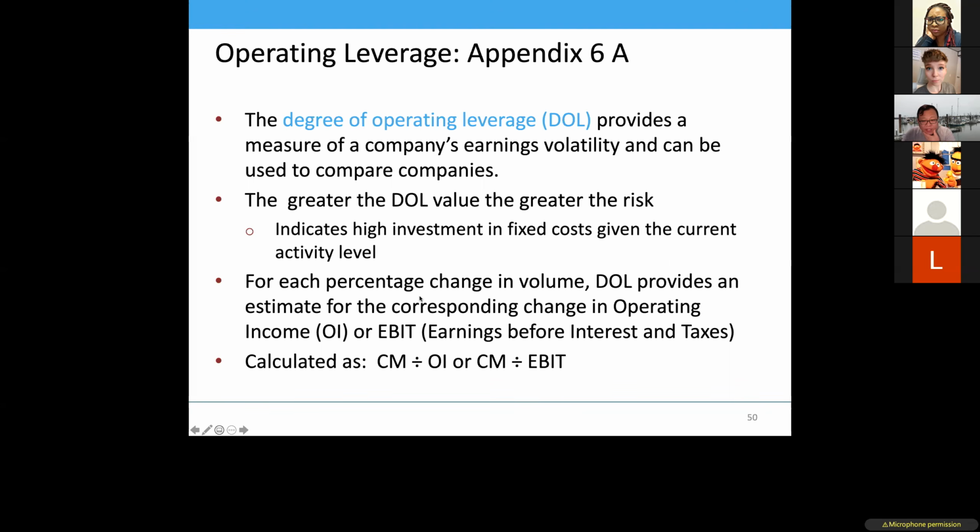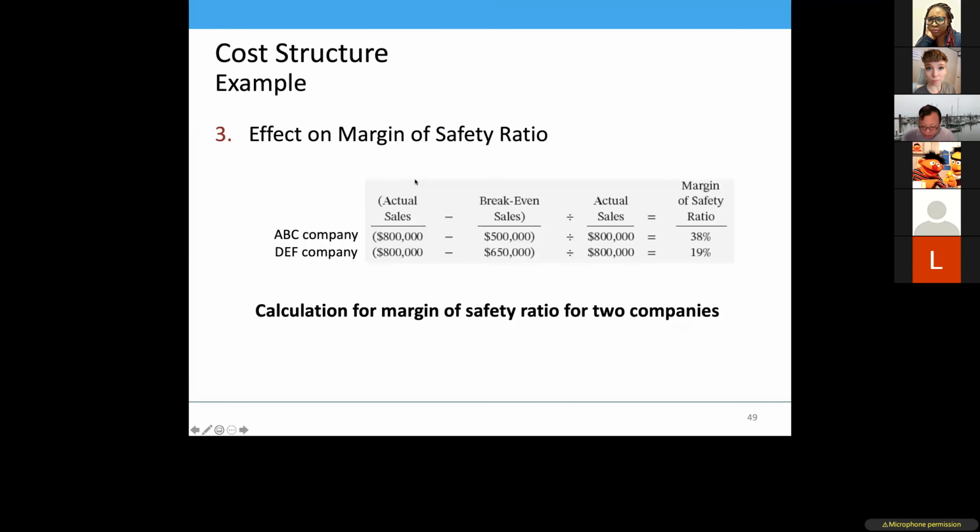So how do you do the calculation? You use contribution margin divided by operating income. Contribution margin divided by operating income. So this is your operating leverage. If it's not clear, make sure you go watch my video.